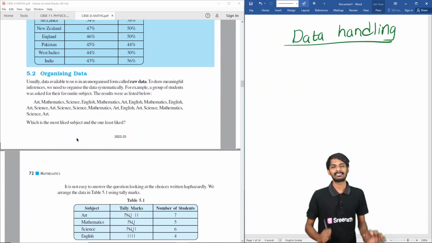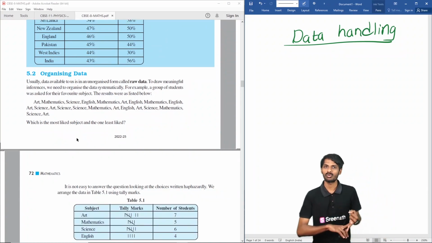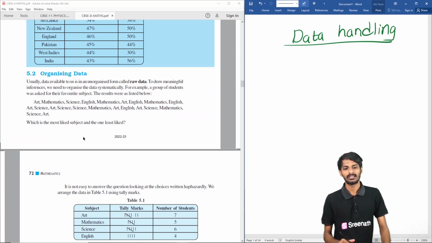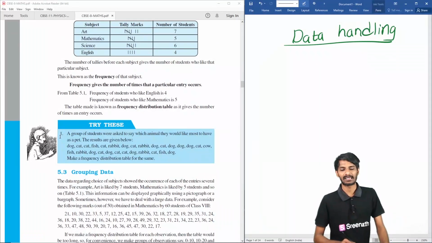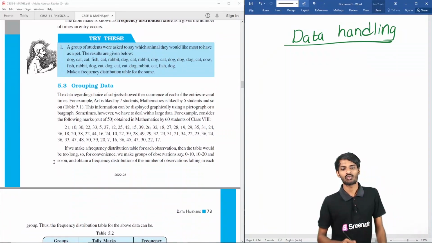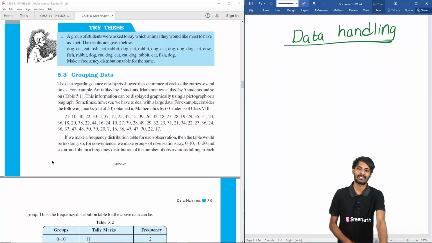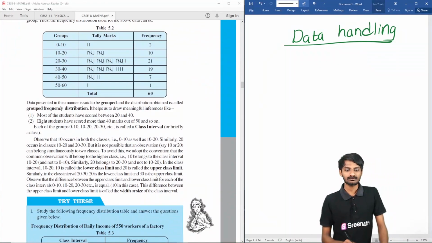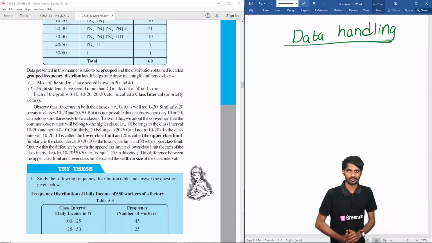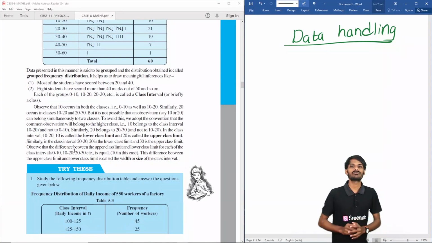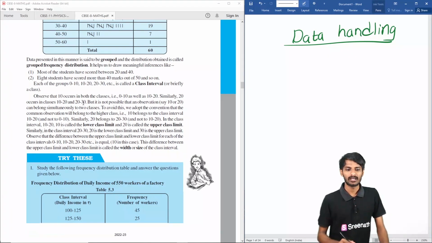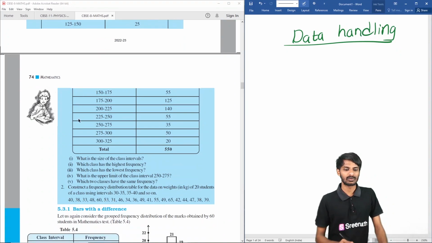Then organizing data. What is meant by data, how data can be collected, and how data can be organized in a better way, which is the representation of the data. The next thing is grouping data. How to group and why to group the data. There are grouped frequency distribution and ungrouped frequency distribution. What is the advantage of the grouped or the ungrouped frequency distribution? We will see all the concepts related to it.